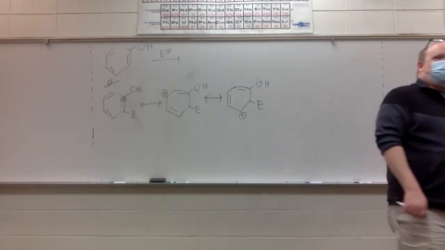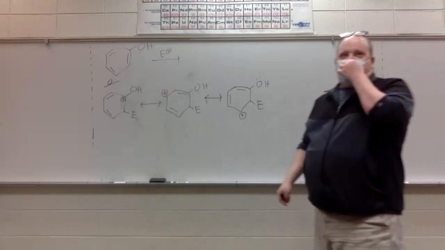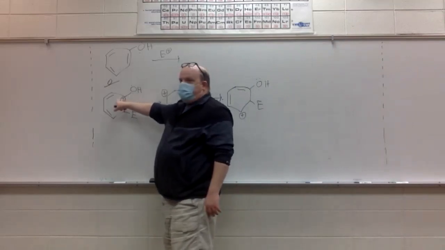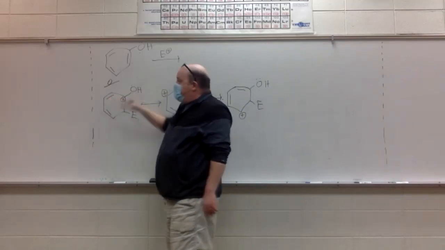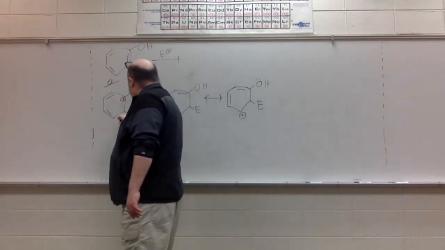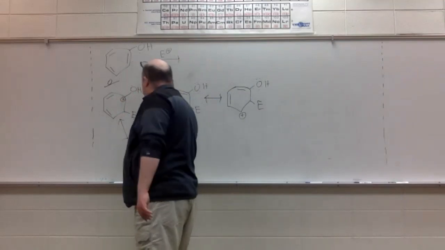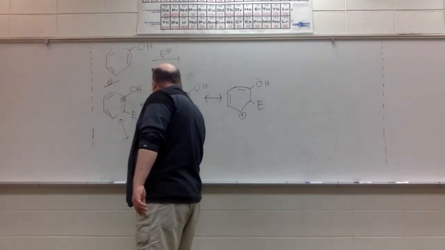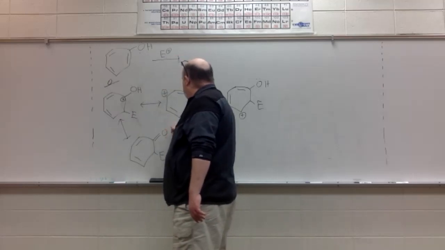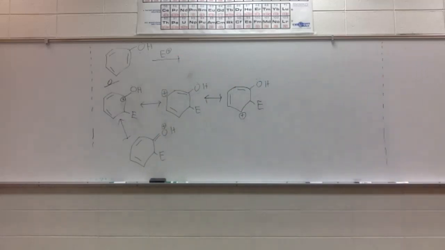I'm going to give you a little hint on this one. Oh, yes, go ahead, Sarah. Ooh, I didn't have to give a hint. You figured it out. Good job, Sarah. Yeah, you look at this one. We satisfied this positive charge before by bringing this pair of electrons around. There's another way you could do it. You could also bring a pair down from the oxygen to make a double bond right there. So yeah, this one has four resonance structures.